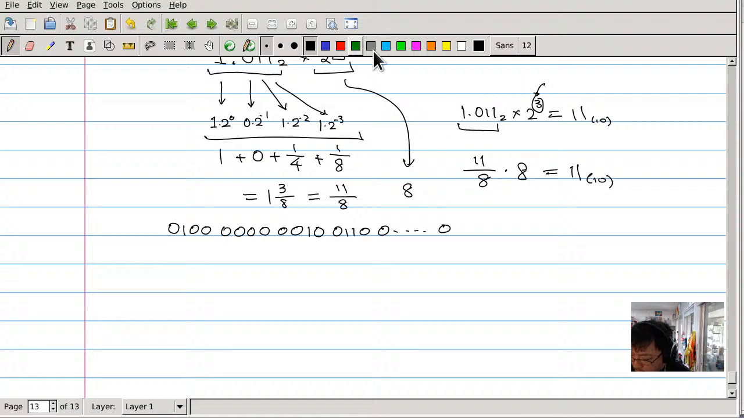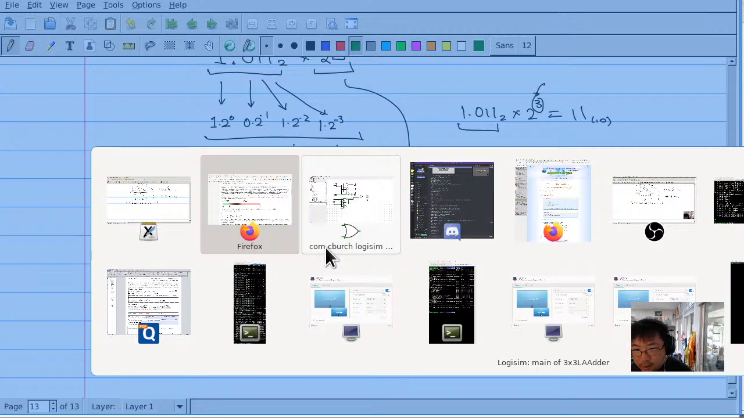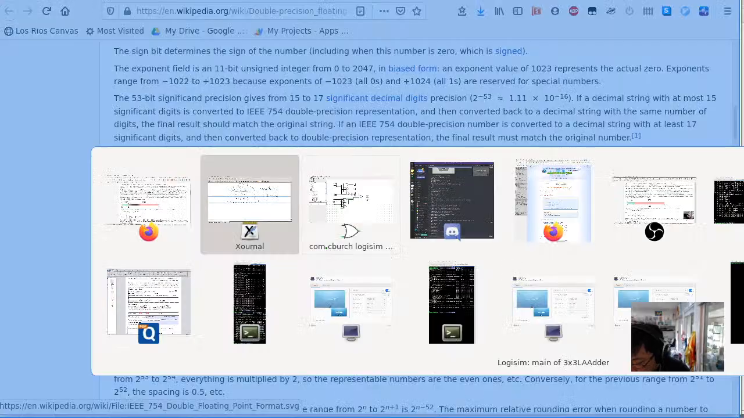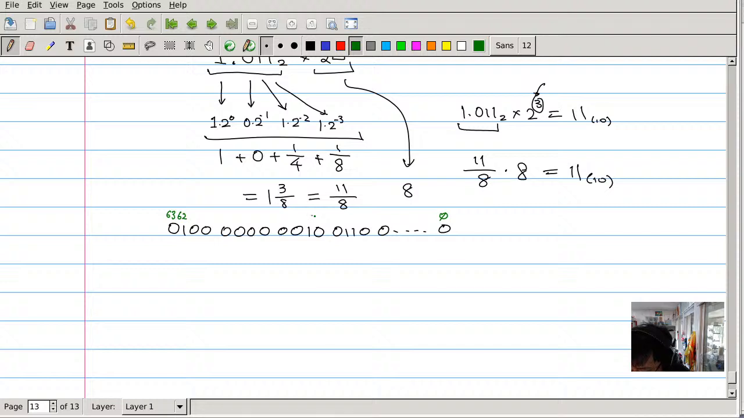Okay, so we want to look at this bit pattern here, and I'm going to specify the exact bit position using a different color. So I'm going to use dark green to indicate the bit position. This is bit position 0. This is bit position 63. This is bit position 62, 61, 60, and let me go back to the other slide here. Okay, so 52 is this guy, 51 is this guy, and so on.